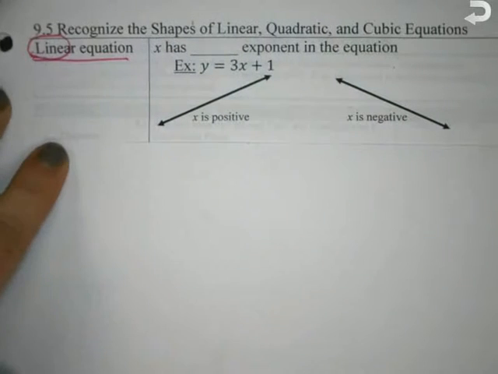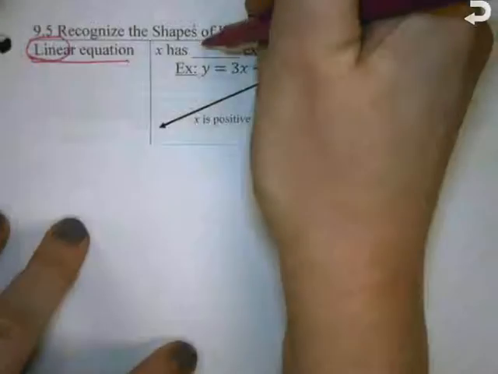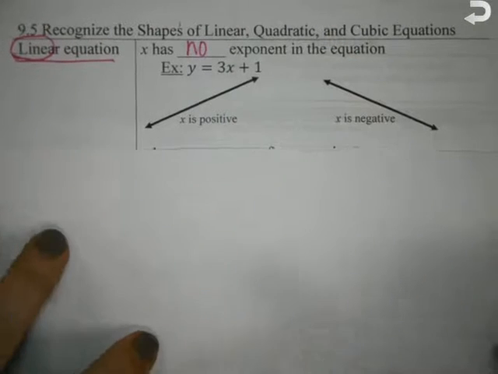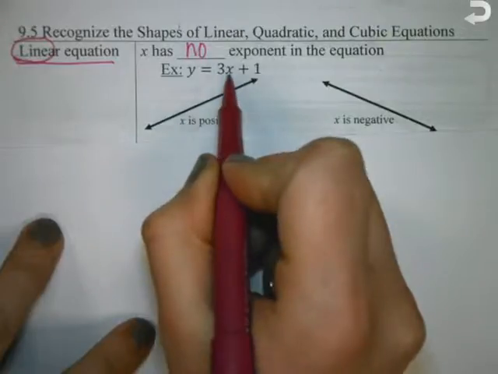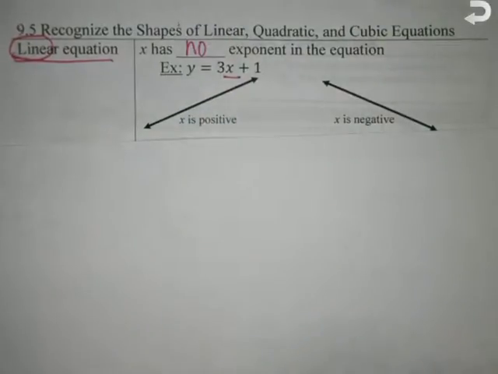Linear equations are lines, which means that x has no exponent in the equation. X has no exponent. And look here. This is like what we've been working with so far, right? y equals 3x plus 1. Does x have an exponent there? No, so this is a linear equation.